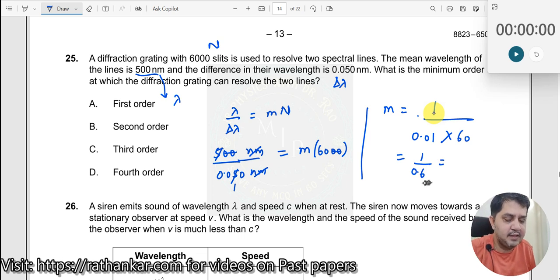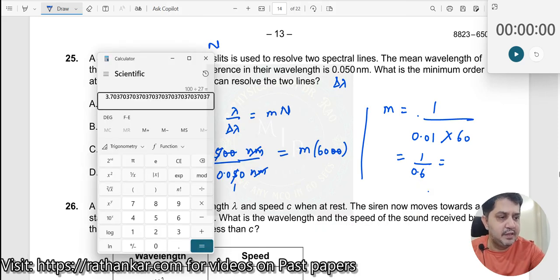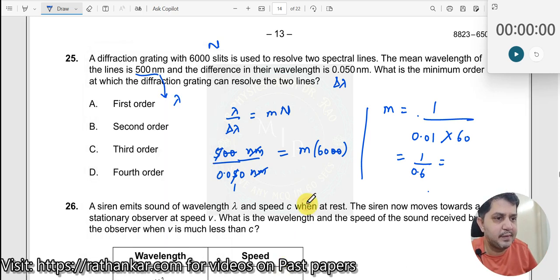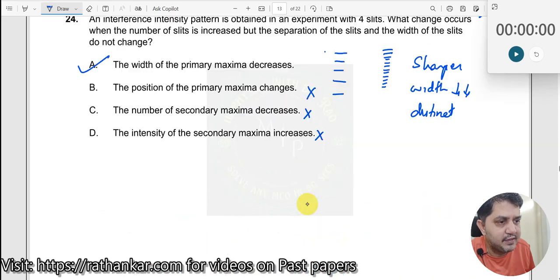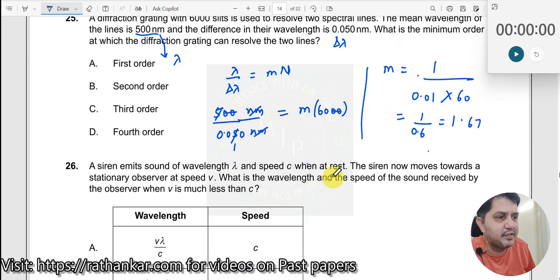So how much will this be? Let me take my calculator. 1 divided by 0.6 comes out to be 1.67, which is closer to 2. Thus the answer is 2 here. So the answer is B.